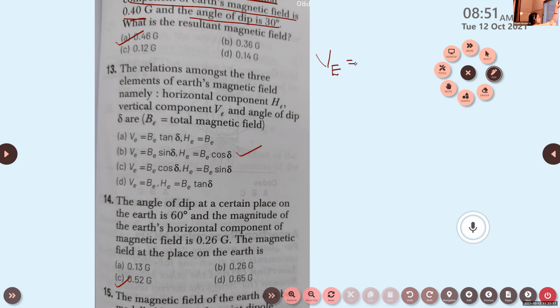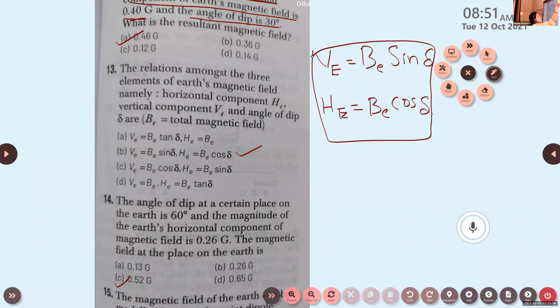The vertical component is equal to the magnetic field of the earth times sine delta, where delta represents the angle of dip. And then the horizontal component is given by HE is equal to BE cos delta. These are the two equations connecting the Earth's magnetic field, angle of dip, and the horizontal and vertical components of the Earth respectively.